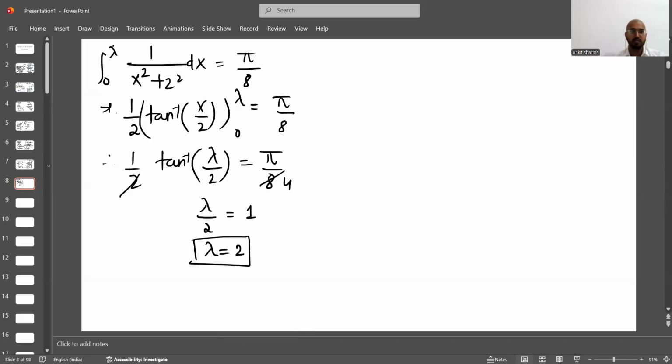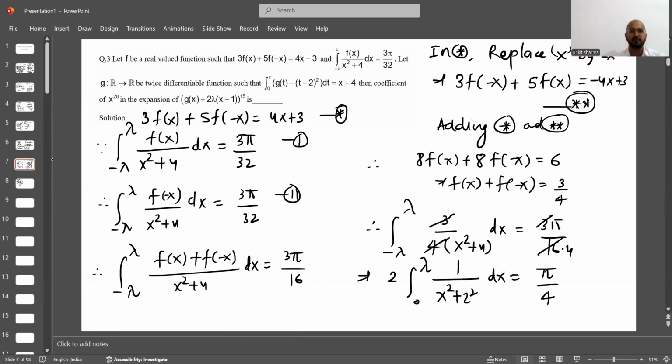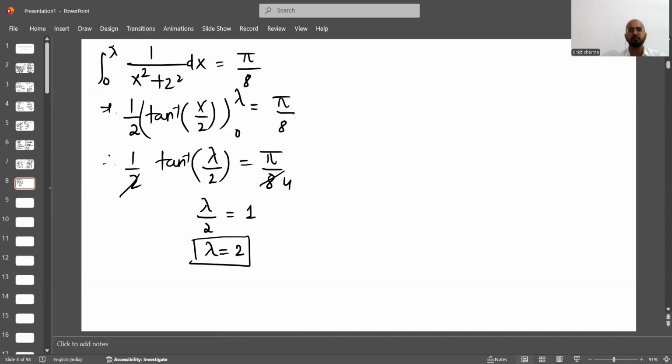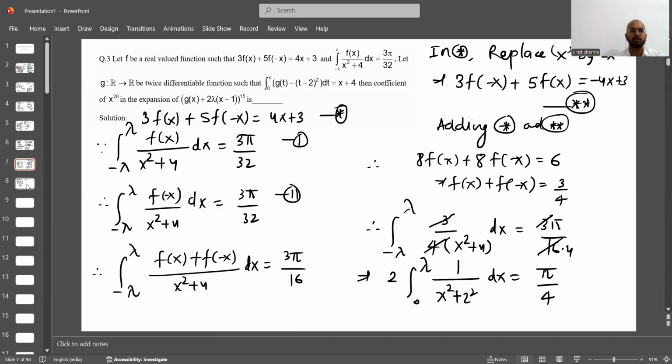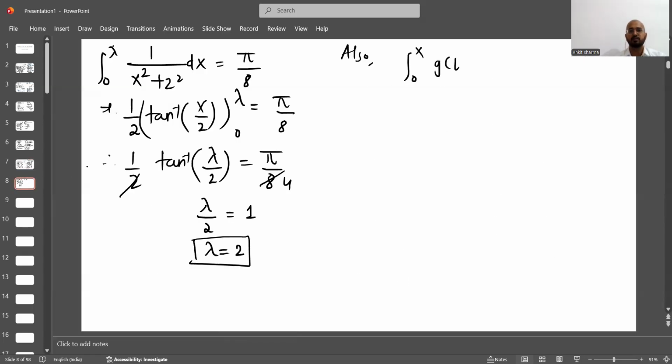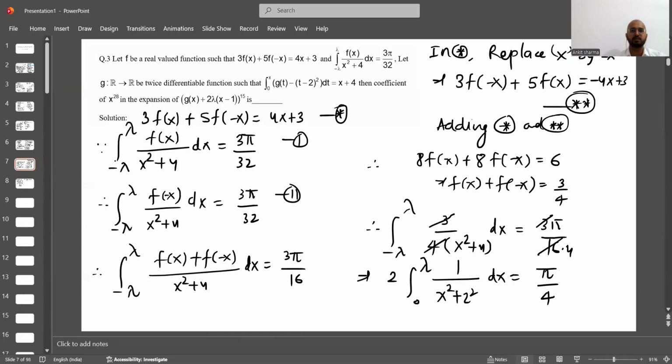So lambda is equal to 2. Lambda is obtained. That means now the next part is to get rid of this integral. So we have the integral from 0 to x of (g(t) minus 2) squared dt is equal to x plus 4.